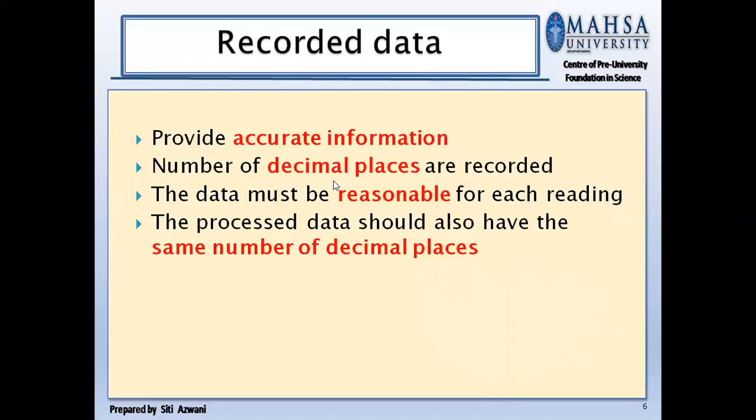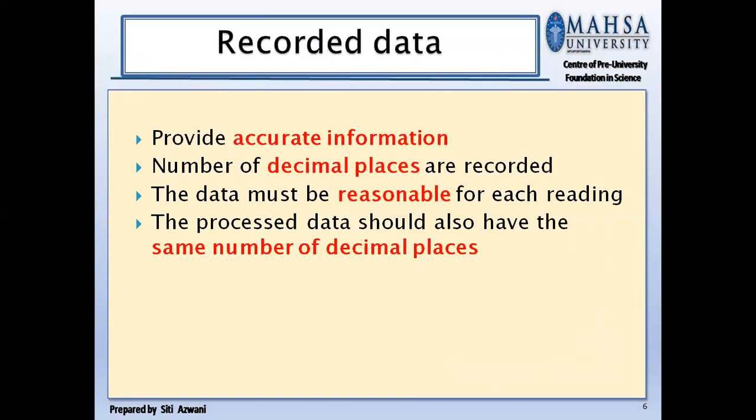Okay. Next, recorded data. Provide accurate information. The information must be accurate. The number of decimal places must be recorded. Let's say you decide on 2 decimal places, so all of the data must have the decimal places recorded. The data must be reasonable for each reading.